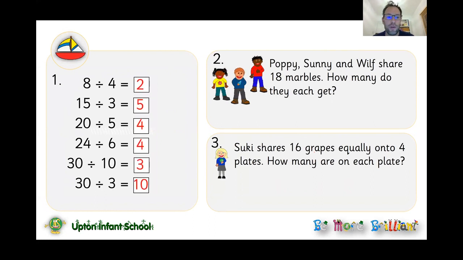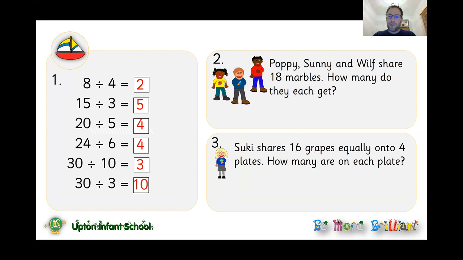8 divided by 4 is 2. 15 divided by 3 is 5. 20 divided by 5 is 4. 24 divided by 6 is 4. 30 divided by 10 is 3. And 30 divided by 3 is 10. Did you notice anything with those last 2 questions?